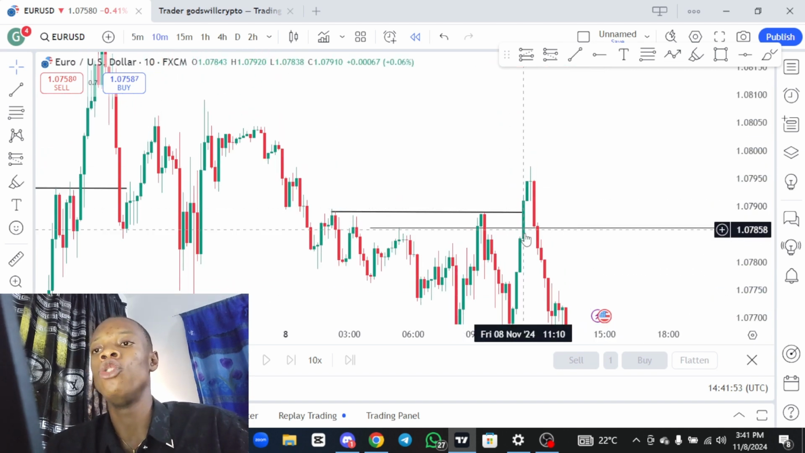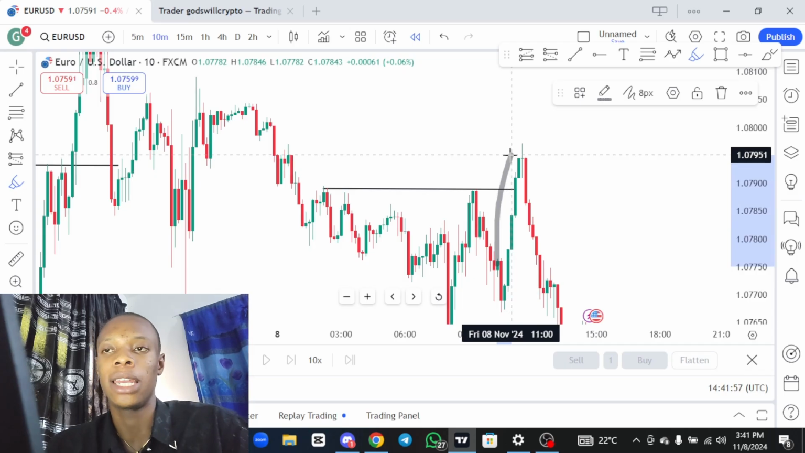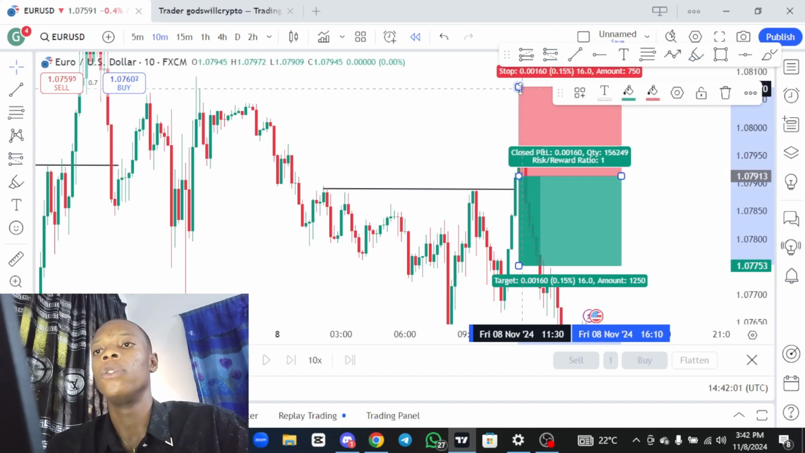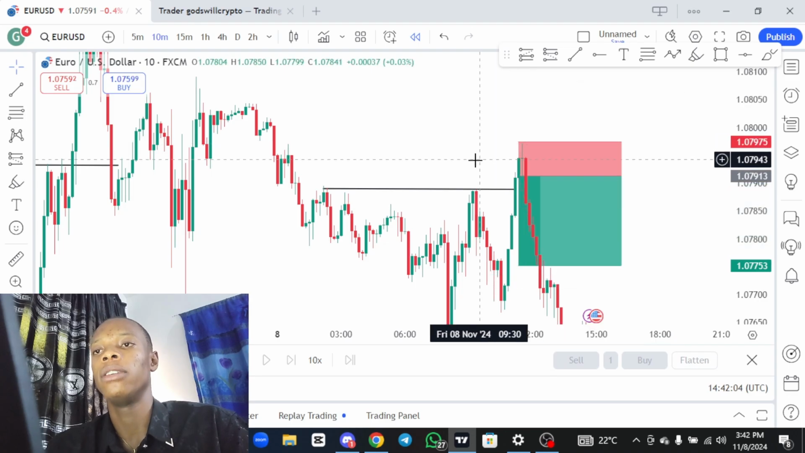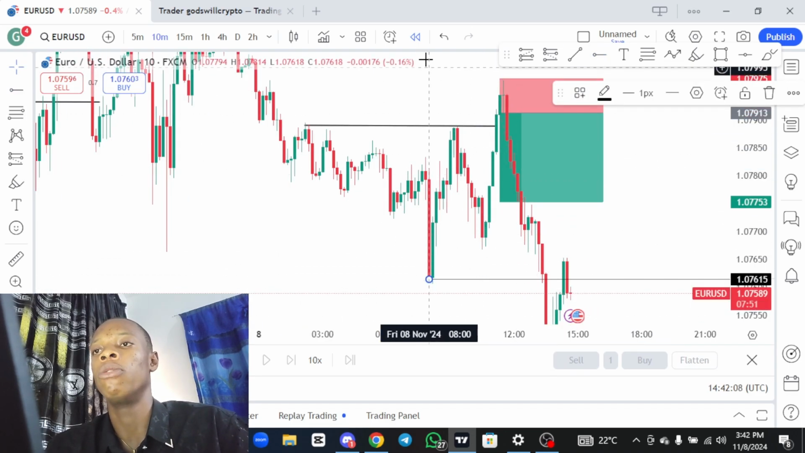Now, to avoid this, you wait for this type of liquidity sweep. Immediately the price breaks above that very 1 hour time frame high, then you take your sell from there, set your stop loss above the high. Then the target is always the lowest point. So this is the nearest low right here.